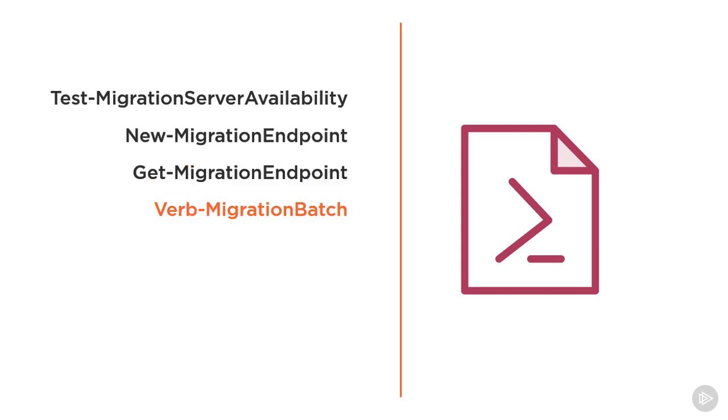We have the verb-MigrationBatch. Verb means you're going to plug in any one of these verbs: new, get, start, or remove. Any of those will work with the MigrationBatch option. We have New-MoveRequest, which allows me to move mailboxes. And we also have the Get-MoveRequest. These two are geared more towards hybrid mailbox migrations. So be aware of these PowerShell commands, because as we talked about, there's a couple of ways we can perform these, either through the web user interface or through PowerShell. And these are a couple of the additional commands that weren't mentioned throughout the module.